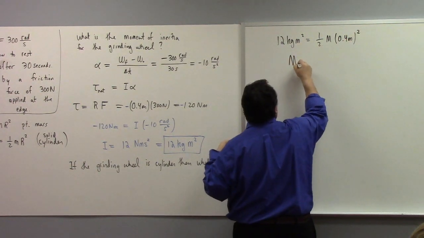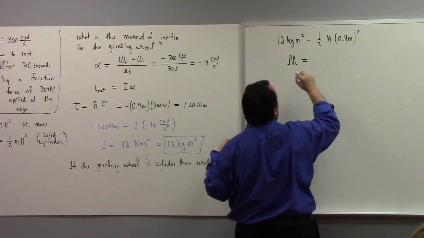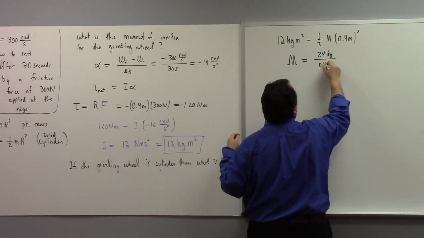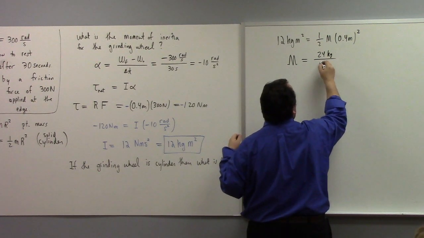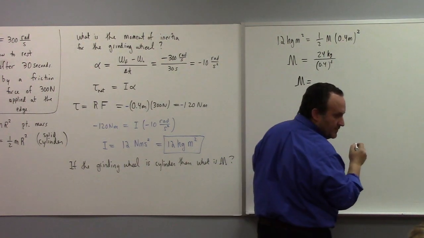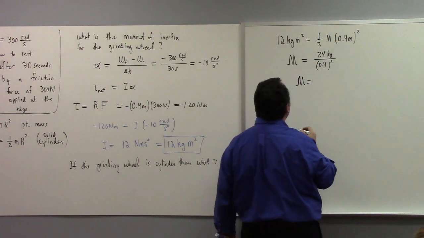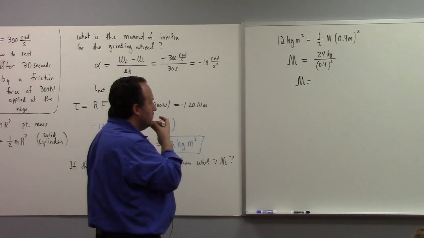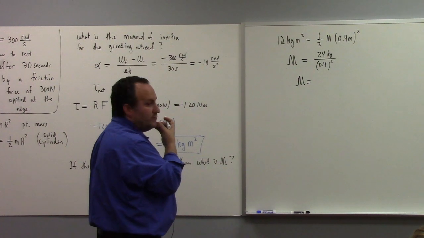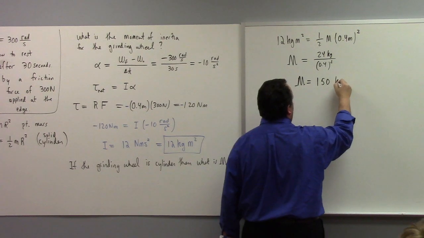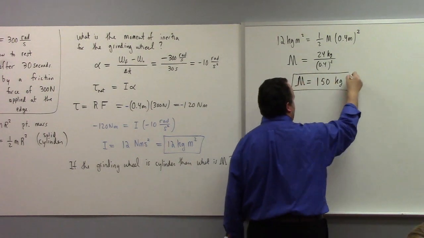So apparently the mass of the grinding wheel, if it actually is like I say here, is 24 kilograms divided by 0.4 squared. What'd you say? 60? 150? I now have 2 votes for 150, so by consensus, the answer is 150. Very good.